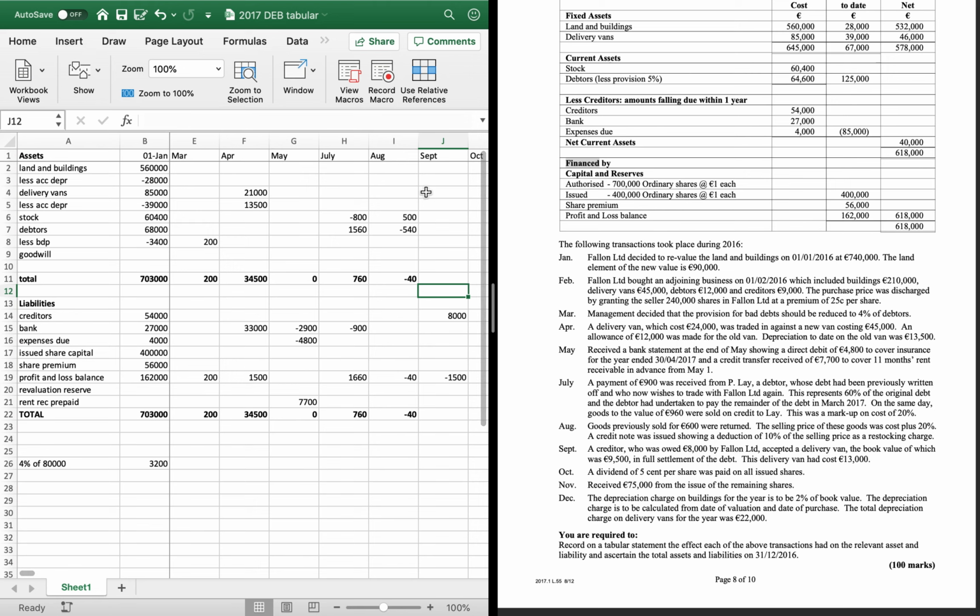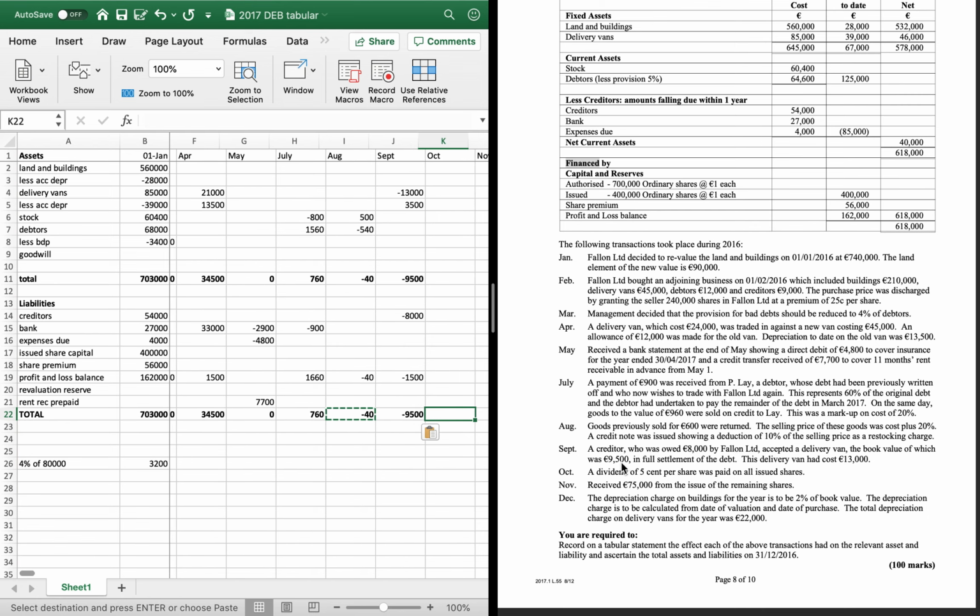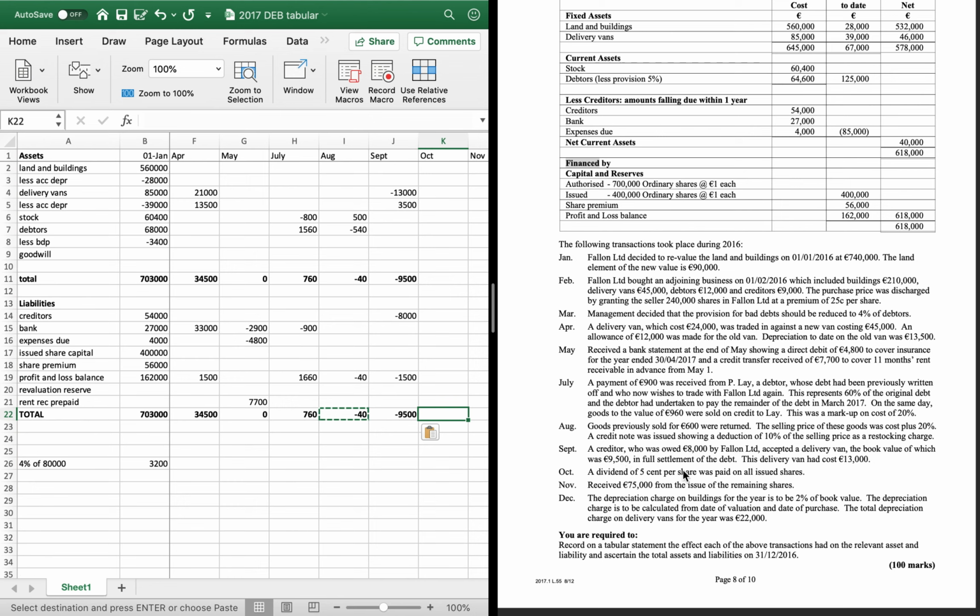So then we just have to look at what it is. It's not cash, it's a delivery van. So delivery van, it cost 13,000, so delivery vans go down by 13,000. If its value was 9.5, that meant there was depreciation of 3,500 on it. The creditor should have gone down by 8,000. So that'll give us 9,500 there and 9,500 at the bottom. And that's all we have to do.